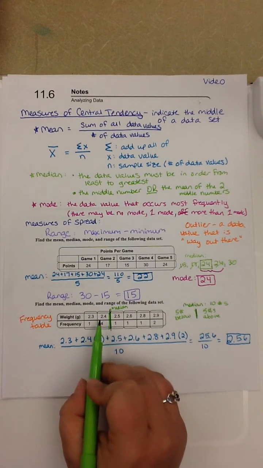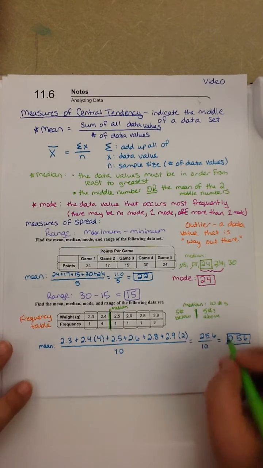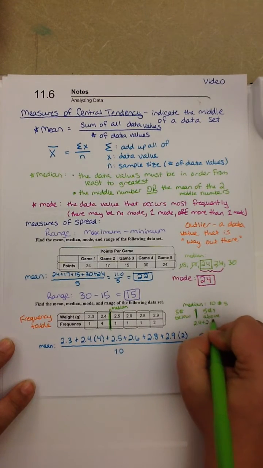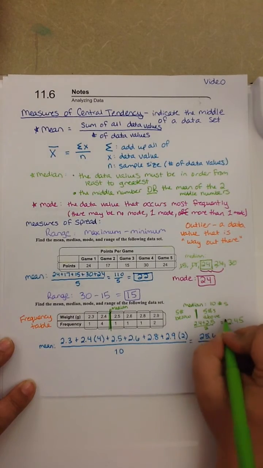So is the median 2.4 or 2.5? Well, it's neither. It's between them. So to find the median, I'm going to have to do 2.4 plus 2.5 and divide that by 2. So I get 2.45 for my median.